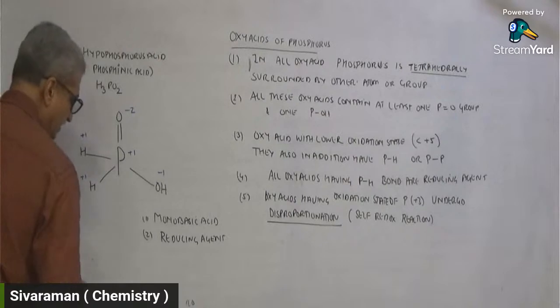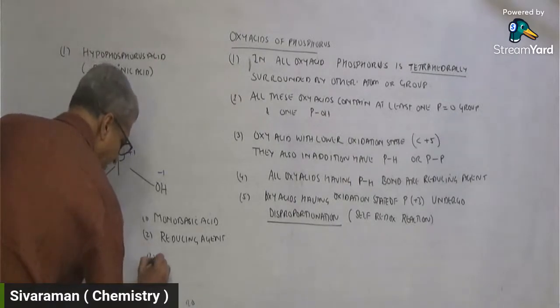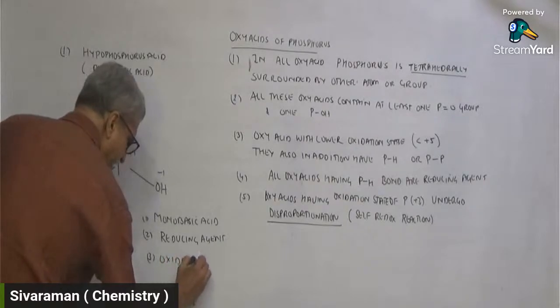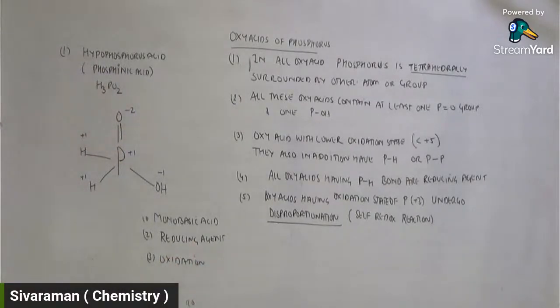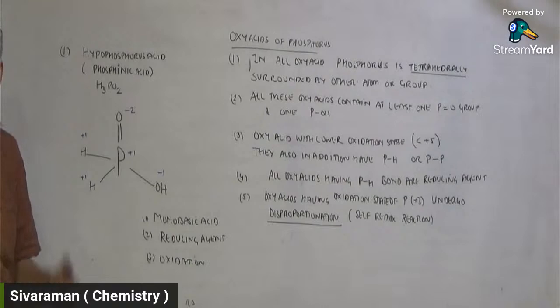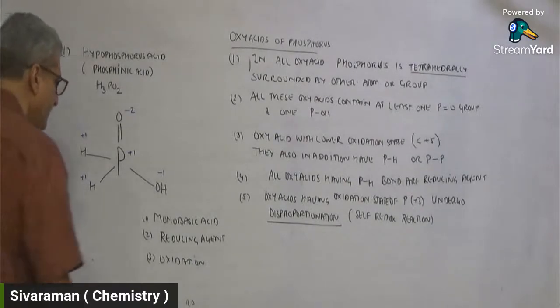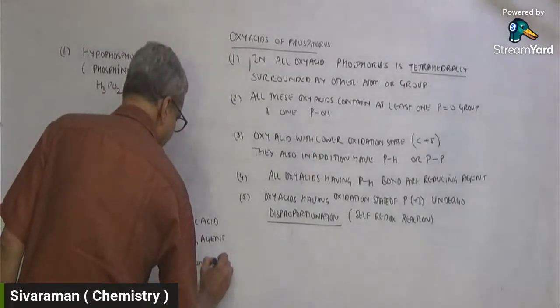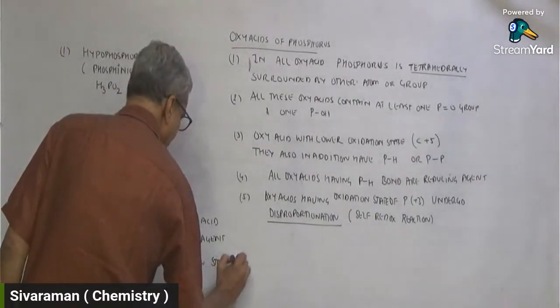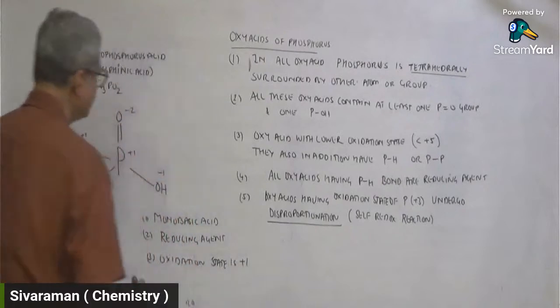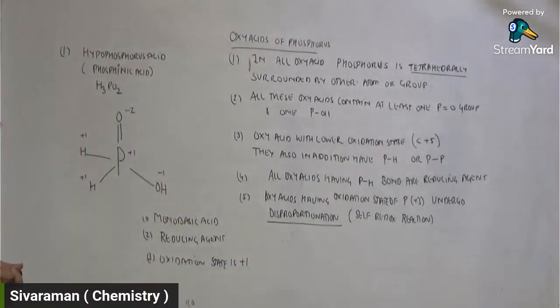So this becomes the third point, the oxidation state. This is the third question which they can ask: in H3PO2, the oxidation state of phosphorus is what? It is clear. Many times in the case of oxyacids, always try to find the oxidation state by remembering the structure. The oxidation state is +1. Okay, so this was the first oxyacid.